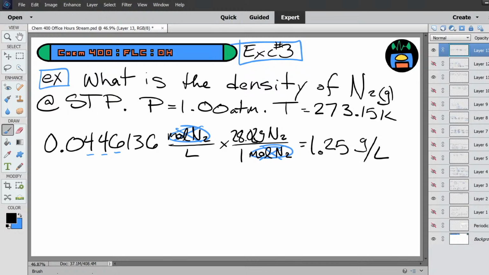So that is how you can handle that problem without having to know how many moles of N2 gas are present in the sample. That's a fun problem. Okay, Leanna, you have a question on exercise 3, potassium chromate.